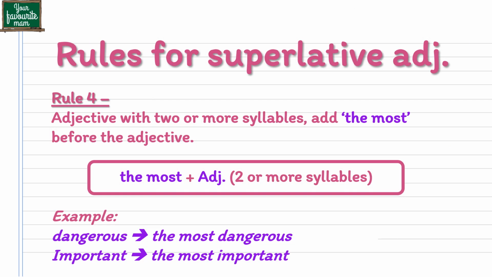For adjectives with two or more syllables, we add the most before the adjective and then use it as it is. Like dangerous becomes the most dangerous. Important becomes the most important. For example, this is the most important day of my life. Or John is the most intelligent person I have ever met.